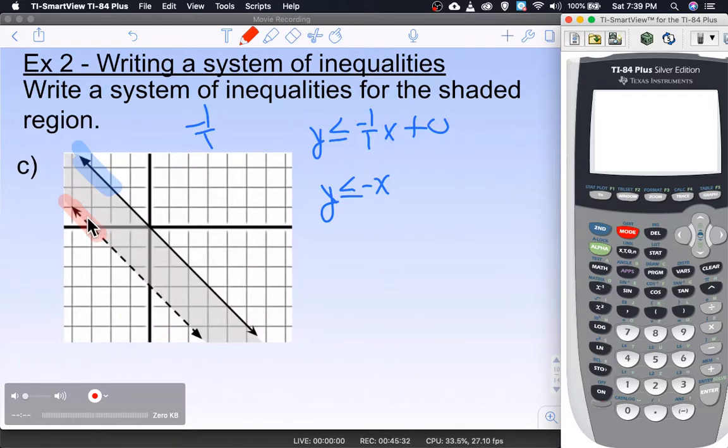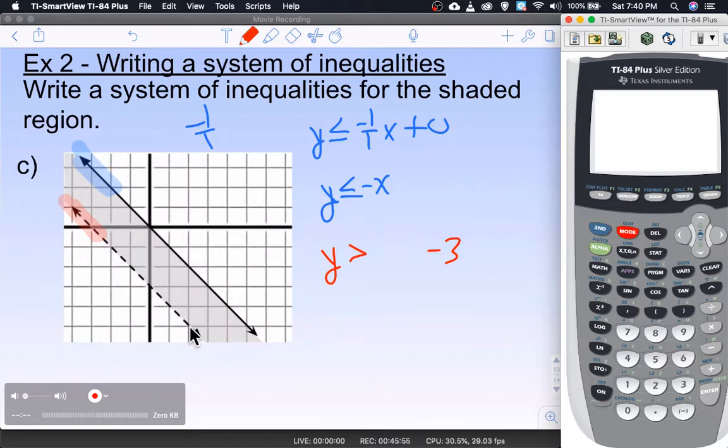My red line. Let's see. So my red line is y is greater than. It's above a dotted line. That's a greater than. Something x minus 3. My y-intercept is -3. As far as my slope, it looks like it is down 1/1.